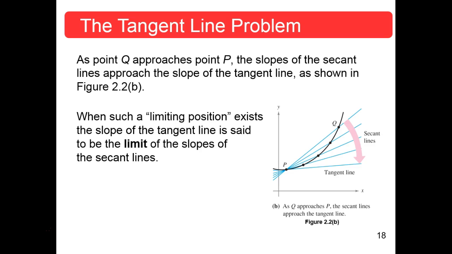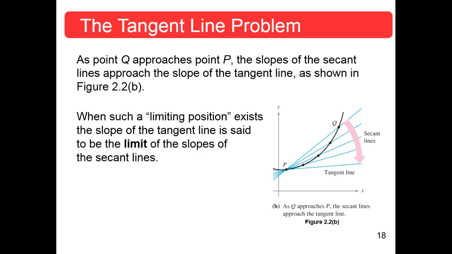But as long as that's not a vertical line, then you can come up with a slope. And that's what we'll be doing. So as the point Q gets closer and closer to P, the slopes of the secant lines are approaching the slope of the tangent line. So here's that first Q. Now you let Q move down from here. There's the second slope, then the third slope, then the next slope, and it's getting closer and closer to the slope of the tangent line. Okay? That's your limiting process.